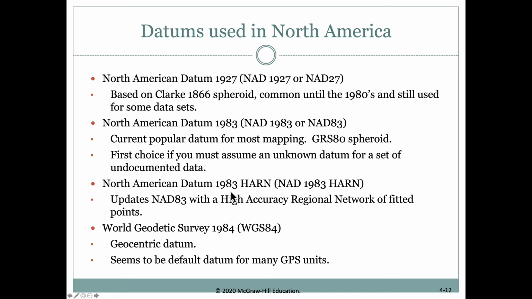Some adjustments have been made to that. These are called HARN, which is High Accuracy Regional Network, and it's a number of fitted points that further refines this datum. So sometimes you'll see reference to a NAD83 HARN, such as here. And also there's this World Geodetic Survey 1984. This is a geocentric datum, which a lot of especially GPS units are based on, or mapping is based on, because it's using the satellites and the GPS coordinates to better define the datum or the shape of this Earth to use for mapping.